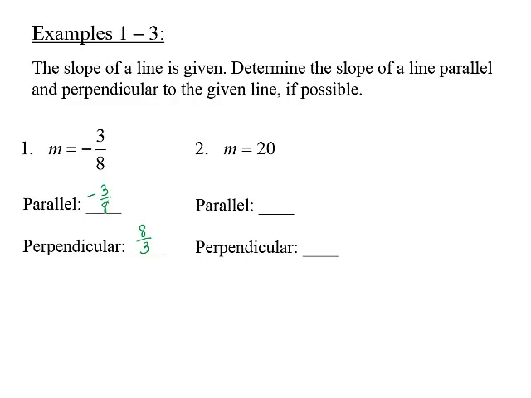If the slope is 20, a parallel line also has a slope of 20. A line perpendicular would be the negative reciprocal. So we change the sign to be negative. The reciprocal of 20/1 is 1/20.